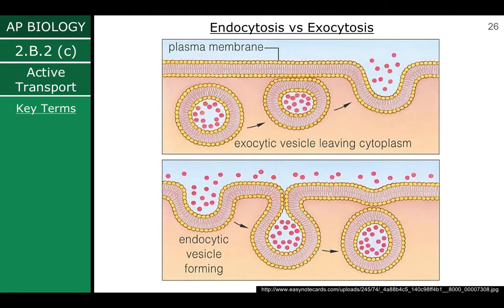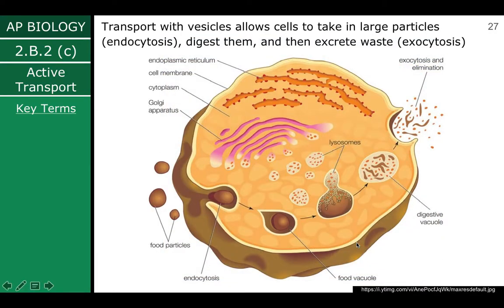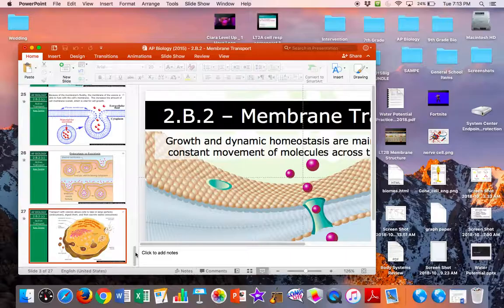Here's another image of endocytosis versus exocytosis. This top one is obviously an example of exocytosis because arrows are coming up this way, releasing it into the environment. Endocytosis is the formation of those vesicles. Transport with vesicles allows cells to take in large particles, digest them, and then excrete the waste. And that's pretty much it.